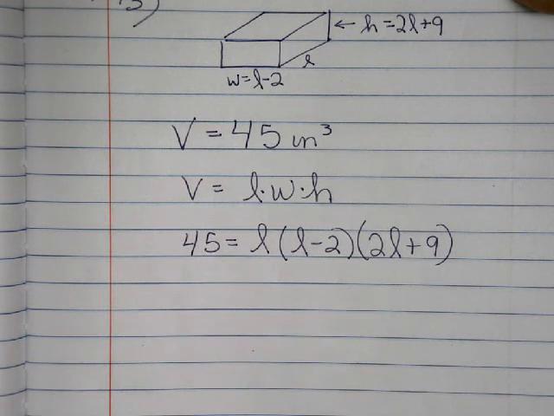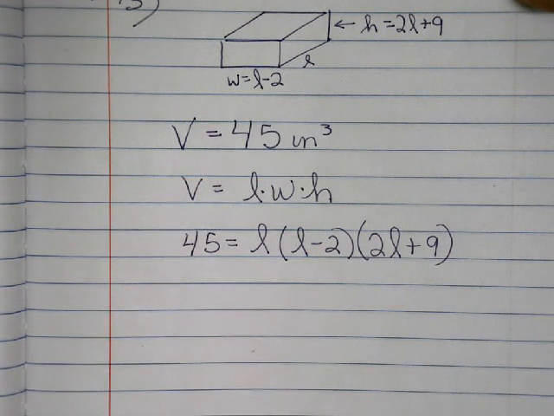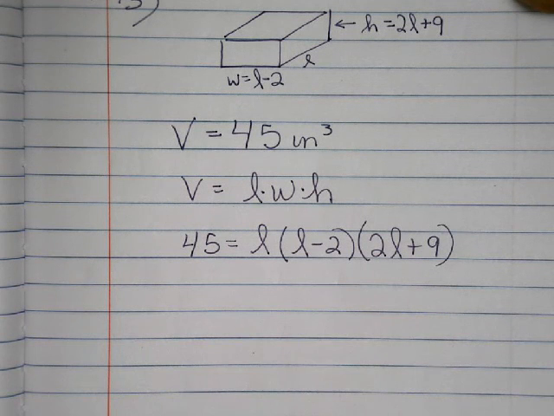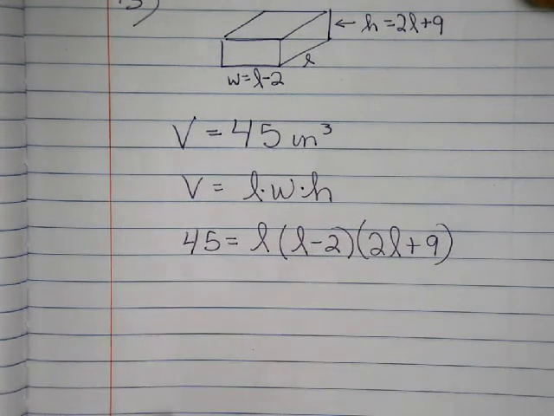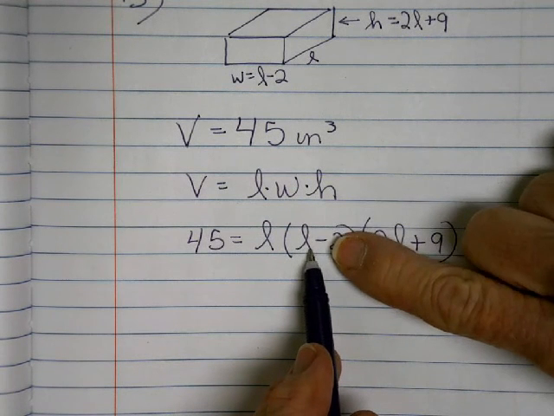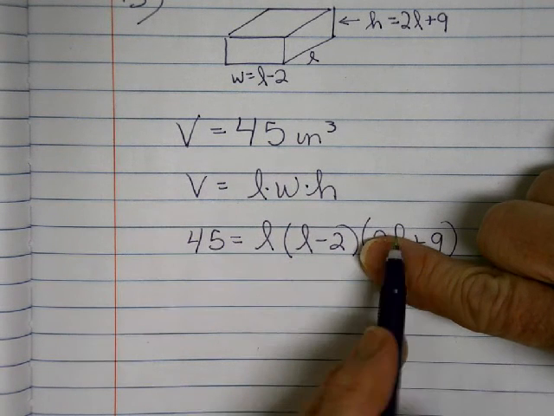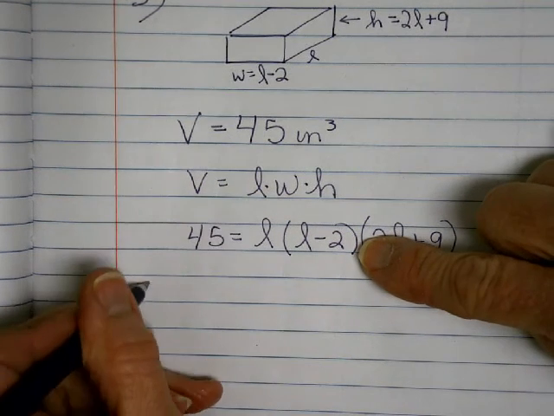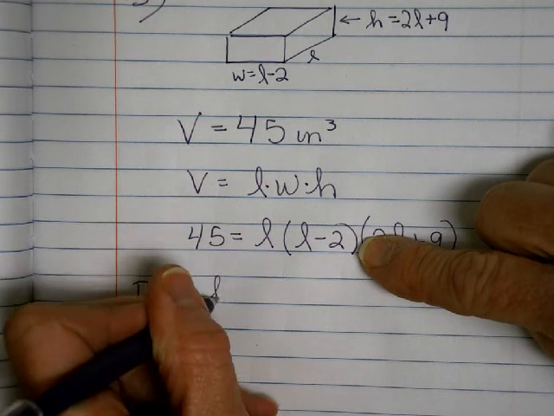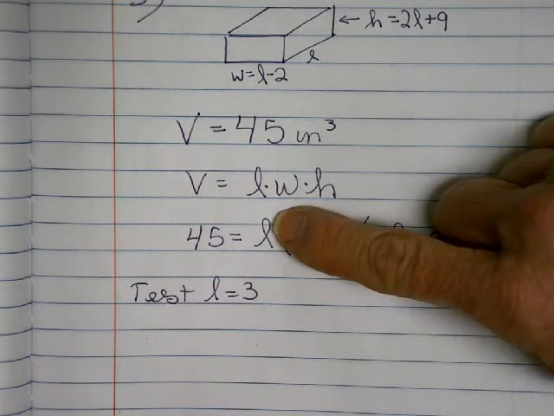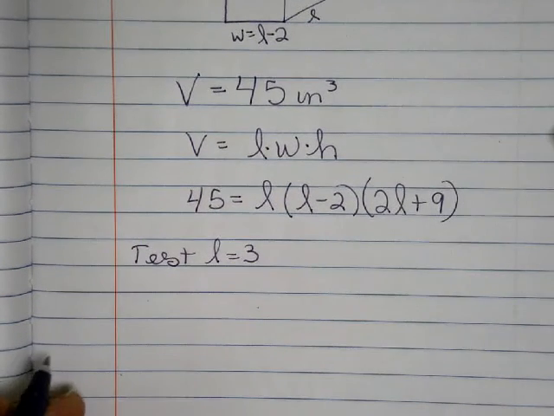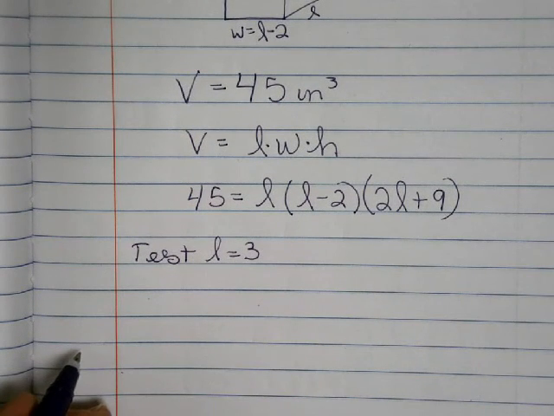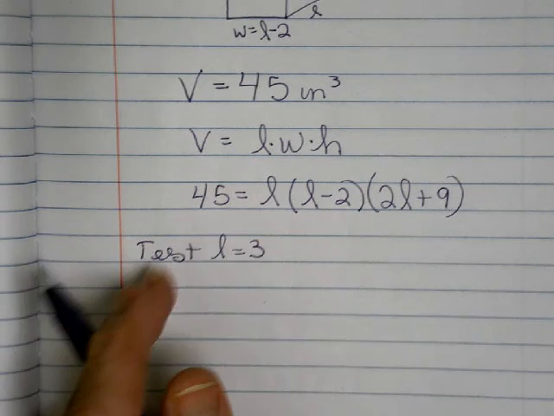So I could multiply this all out, move the 45 to one side, use synthetic division, and do all that hard work. But instead, I can use my common sense and say, well, what if I tested some measures to see which one made this true? Now, obviously, the length can't be 2 because it would make the width 0. That's not possible. So let me test if length can equal 3. See if it comes out to be 45. And this is the workaround to doing all the polynomial math.